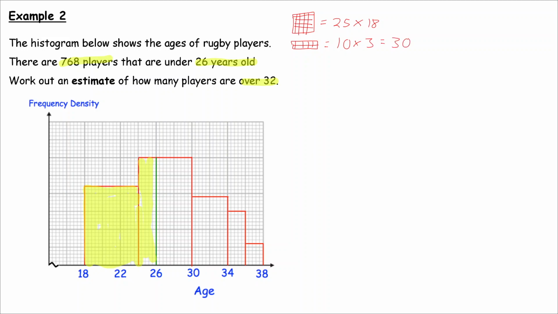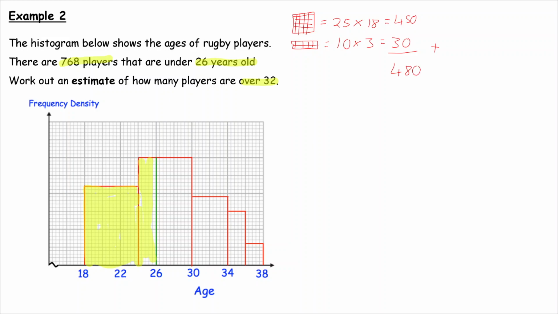And sorry, the first one, 25 times 18 is equal to 450. Right, so in total, I can work out how many squares I've got by adding those together, which is going to be equal to 480.